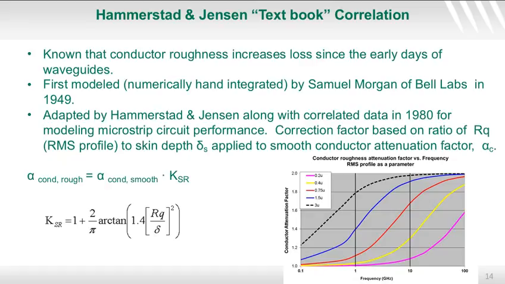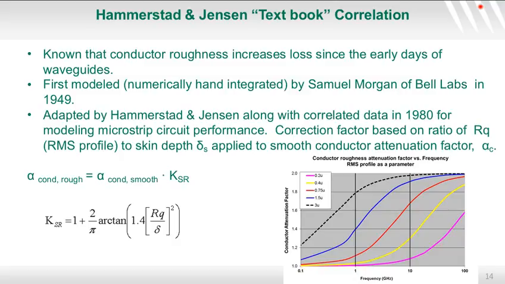Okay, now, how do the copper roughness values affect the performance of the circuit substrate? It's been known that conductor roughness increases loss since the early days of waveguides. This was first modeled in a paper and numerically hand-integrated by Sam Morgan at Bell Labs in 1949. This Morgan model was adapted by Hammerstad and Jensen, along with correlated data, in an IEEE paper in 1980 for modeling microstrip performance.